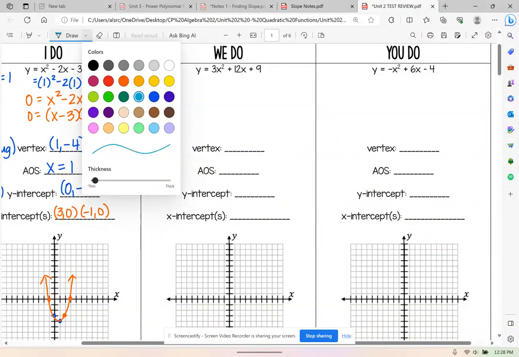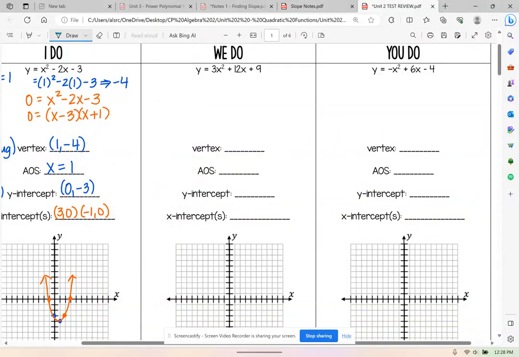All right. Let's go. The vertex: opposite of B over 2A. So I'm going to write a little V here. The opposite of B. What is B right now? 12. So the opposite of 12 is negative 12, divided by what? 2 times A. So 2 times 3 is 6. So that equals negative 2.